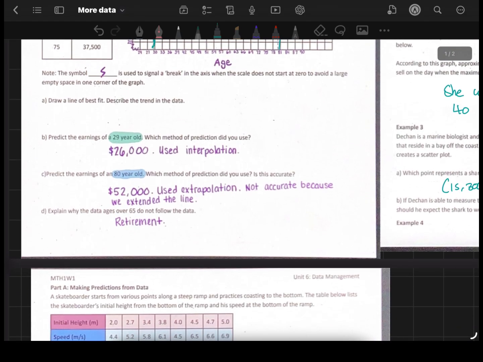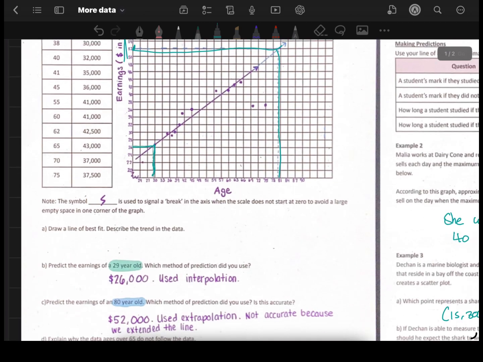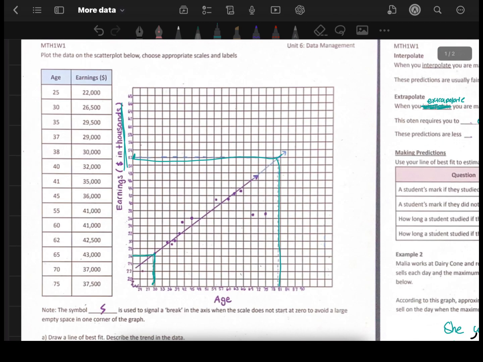Explain why the data ages over 65 do not follow the data. And yeah, another feeling about this would probably be retirement. And they're specifically talking about these ones.